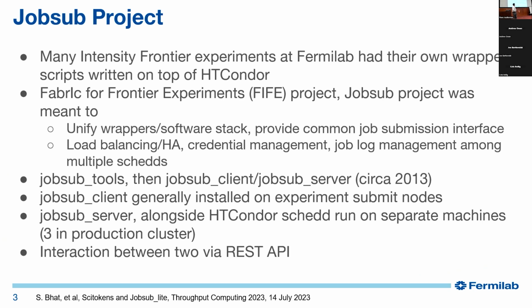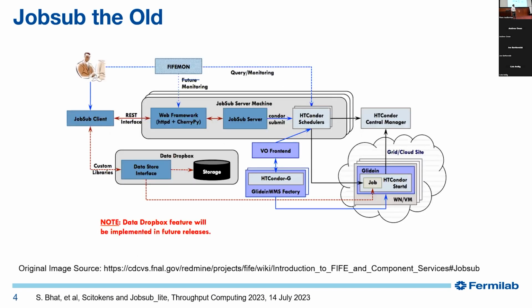So we first had this Jobsub tools piece of software, and then for the last decade, we've been running a Jobsub client, Jobsub server pairing. The Jobsub client was generally installed on the experiment submit nodes, and the Jobsub server, along with the HTCondor SCED, was run on a separate machine, and we had 3 of those in our cluster. And the interaction between the two was mediated via REST API. And that led to this lovely infrastructure here, of which we had to worry about all of this stuff as code developers.